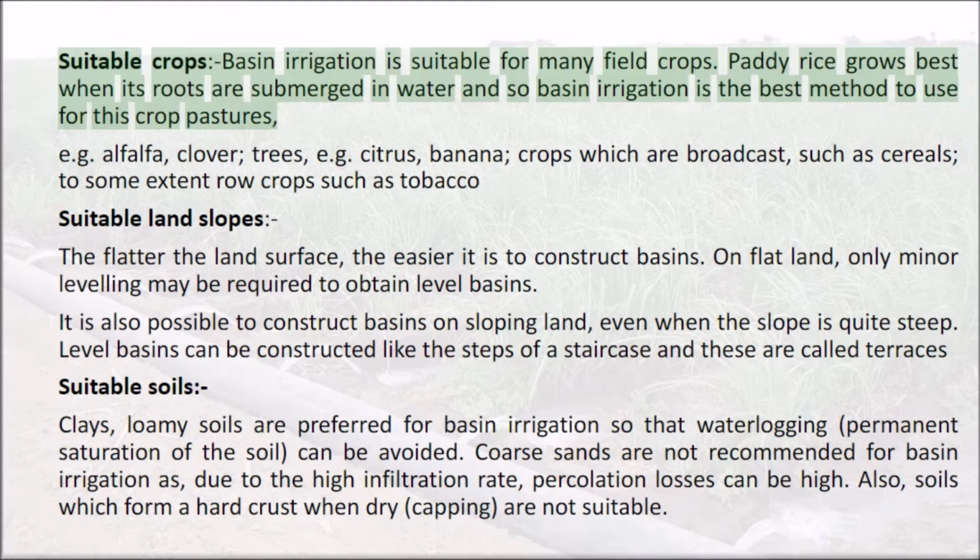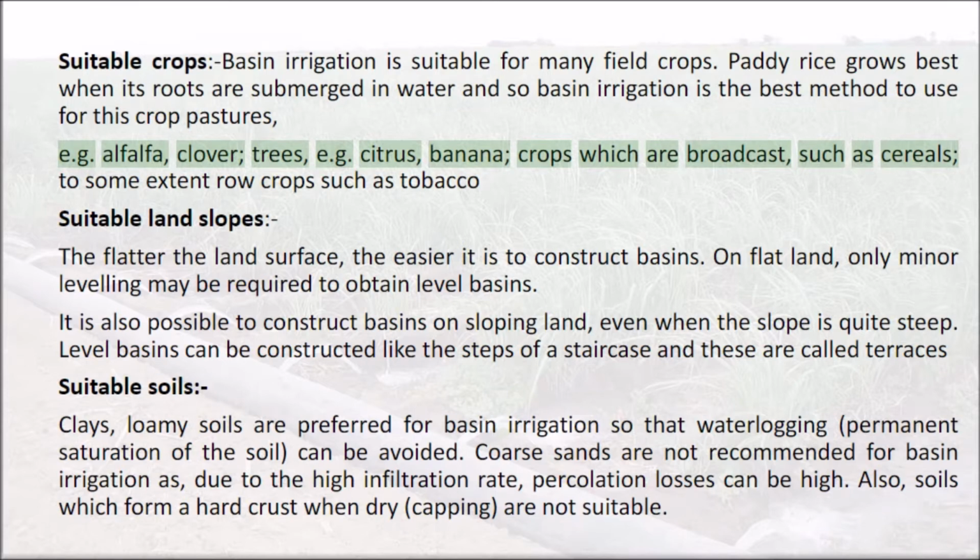Paddy rice grows best when its roots are submerged in water, and so basin irrigation is the best method to use for this crop. Pastures, e.g. alfalfa, clover; trees, e.g. citrus, banana; crops which are broadcast, such as cereals; and to some extent row crops such as tobacco.